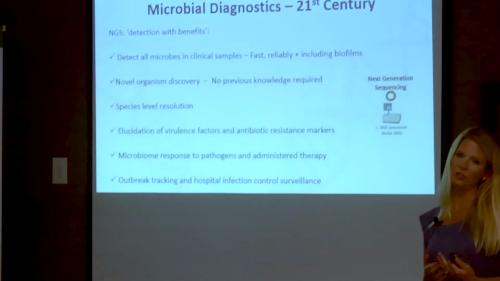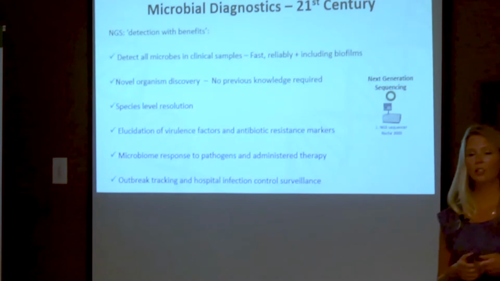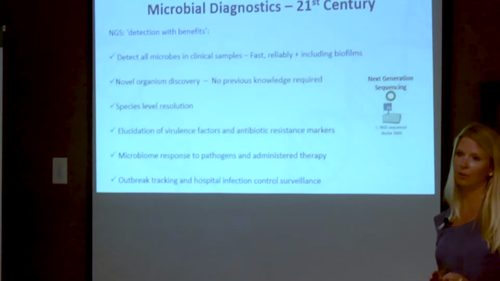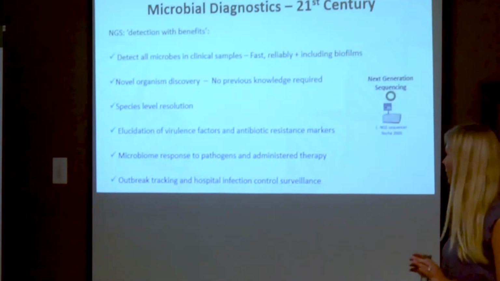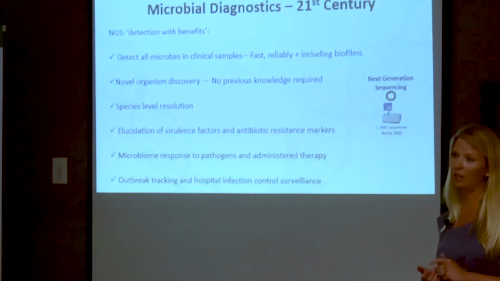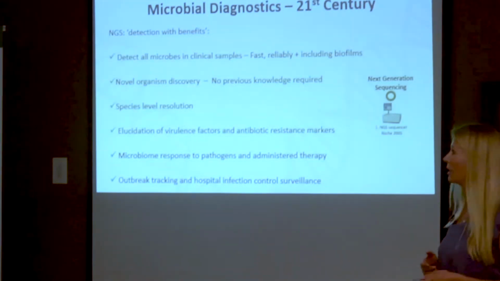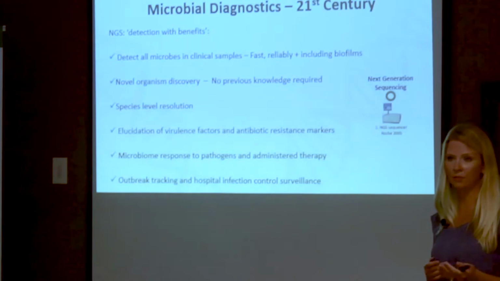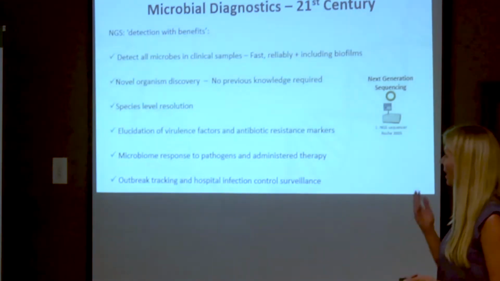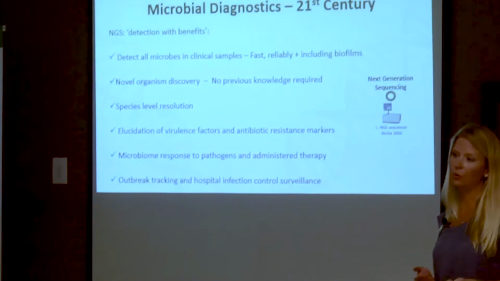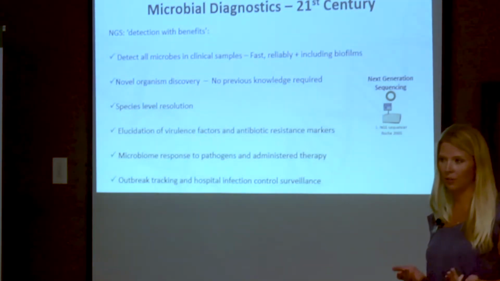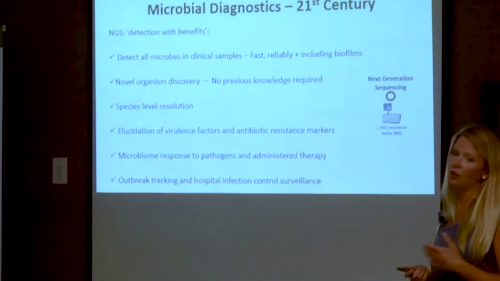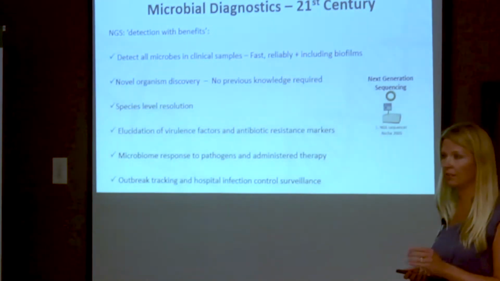And then it also cannot discriminate between causative agents if you have multiple positive hits. And the next generation sequencing, or short NGS, solves a lot of these problems that we see with the other techniques, because it detects all microbes in the samples. If it's a fungus, if it's a bacteria, even viruses, depending on the test, it's very fast and reliable, just like PCR. And it can also detect biofilms, so very complex samples where you have a very high number of different organisms that you don't know about. It can discover novel organisms because there is no prior knowledge required about the organisms that could be there, because it's not target-based. It just amplifies everything that is there. It offers species-level resolution, so it's very specific still.